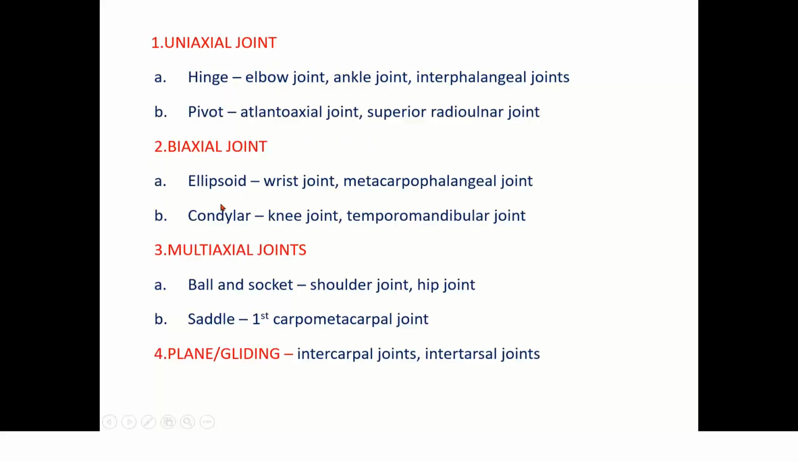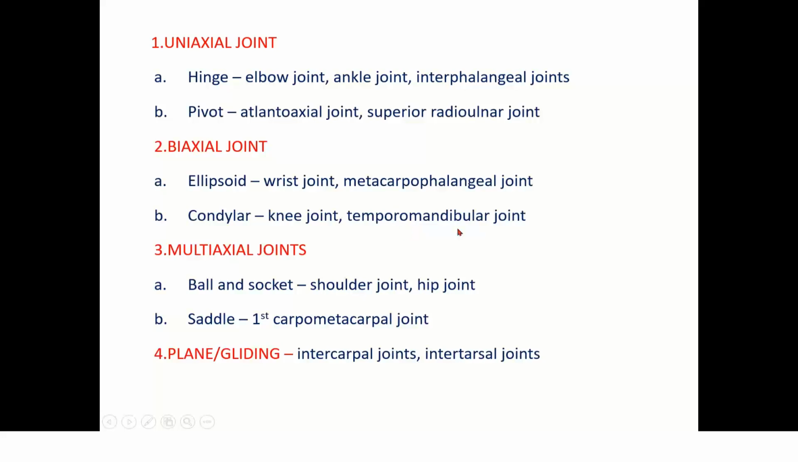Then biaxial joints. Again two types, ellipsoid and condylar. The name itself speaks of biaxial. That means there is movement in or around two axes. Examples are the wrist joint and metacarpophalangeal joints. Then the condylar joint, that is the knee joint, and the other one is the temporomandibular joint. In the ellipsoid joint, the articular surfaces are ellipsoid in shape. In the condylar, the articular surfaces are condyles. Like in the knee joint, the condyles of the femur articulate with the condyles of the tibia to form a typical condylar knee joint.